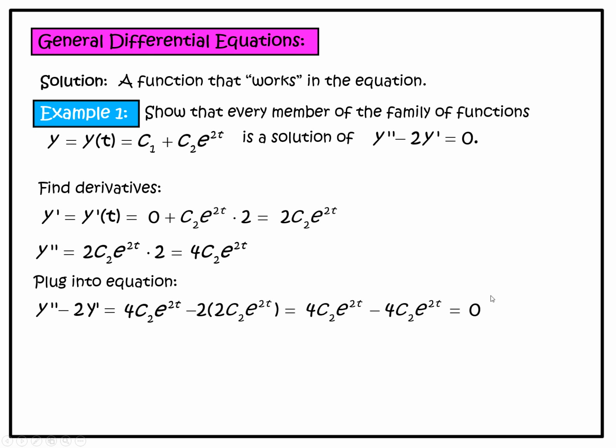So it works in the equation. So that shows that every function that's in this two-parameter family solves, because notice it didn't matter what c1 and c2 were, because everything ended up canceling out. So we show that infinitely many functions are solutions at the same time. That's pretty cool.